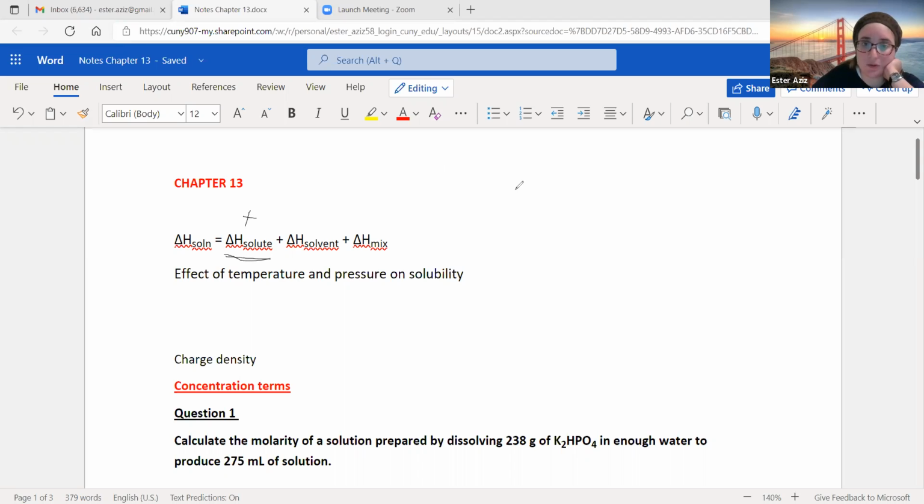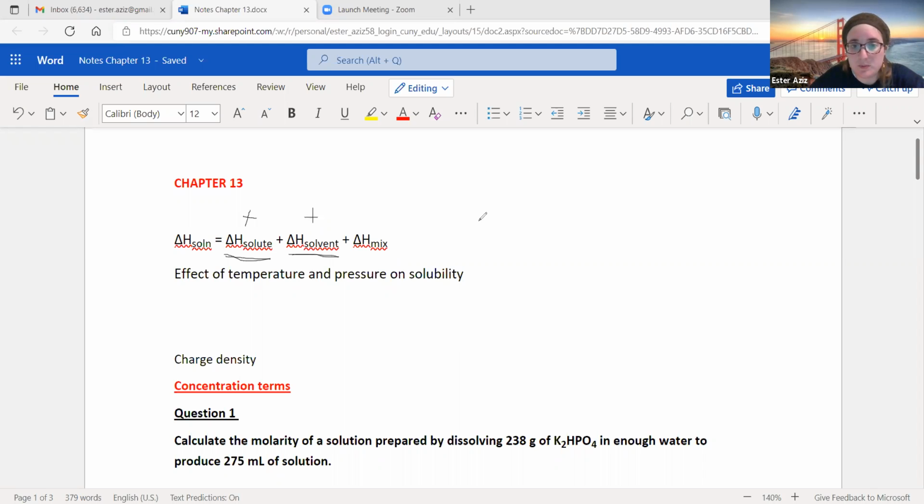The other thing that has to take place is that the intermolecular forces in between the solvent molecules have to break. And so we have here delta H of the solvent. And because here again we're breaking bonds, that's going to be positive as well.